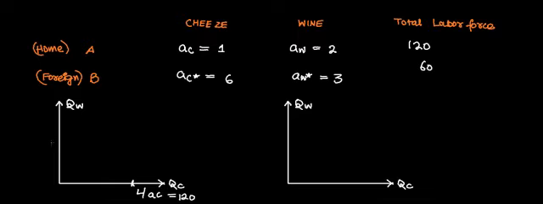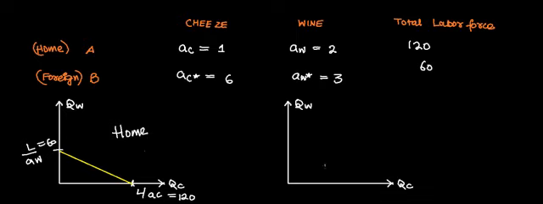For wine, you can produce 120 upon 2, that is 60. So it is L upon a_LW, which is 60. And you join them together, and what you get is the production possibility curve for the home country.